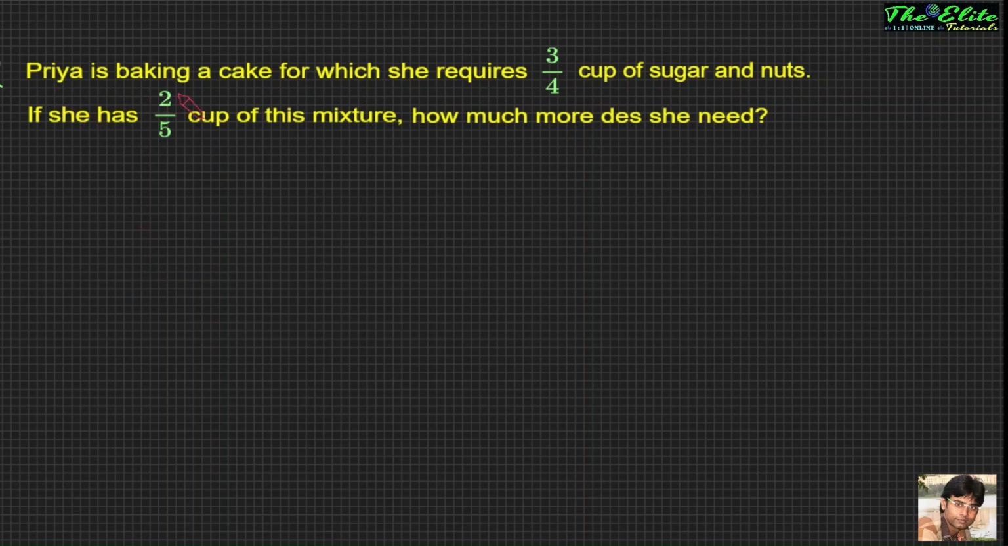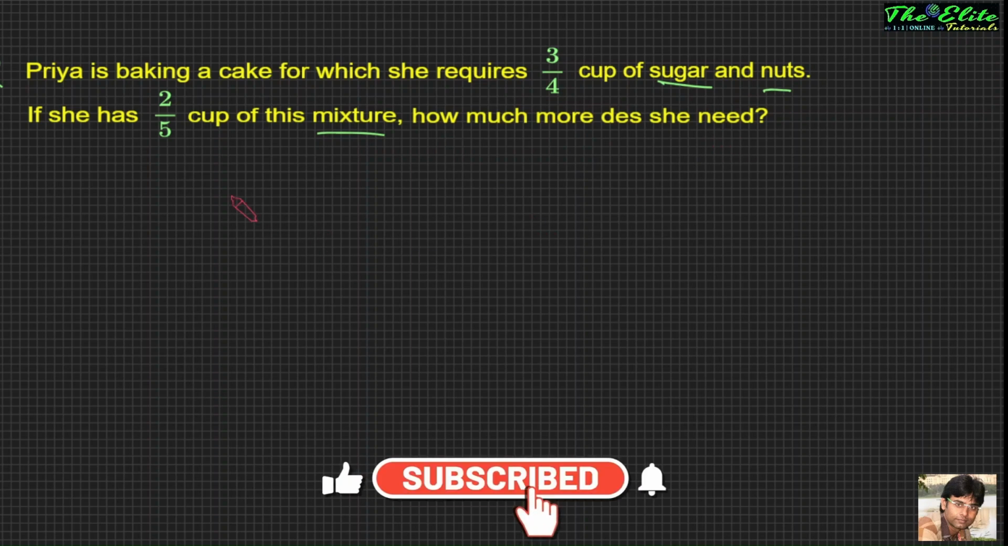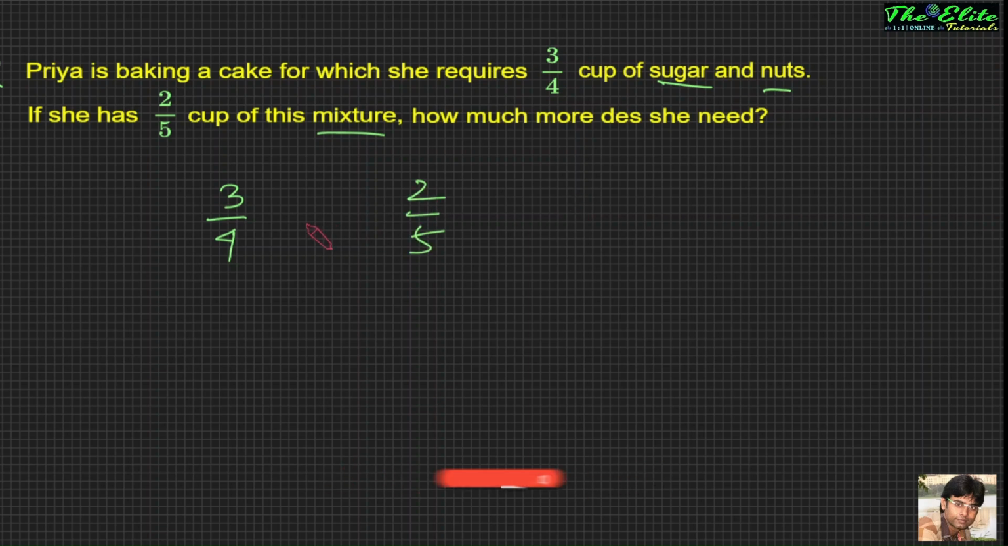Priya is baking a cake for which she requires 3/4 cup of sugar and nuts. If she has 2/5 cup of this mixture, how much more does she need? Yes, think you can do it, right? Priya is baking a cake for which she requires 3/4 cup of sugar and nuts. If she has 2/5 cup of this mixture. What mixture? Yes, sugar and nuts. Okay. How much more she needs? It means she needs only 3/4 and she has 2/5. How much more she needs? We have to subtract this from this. You will get the answer, right?